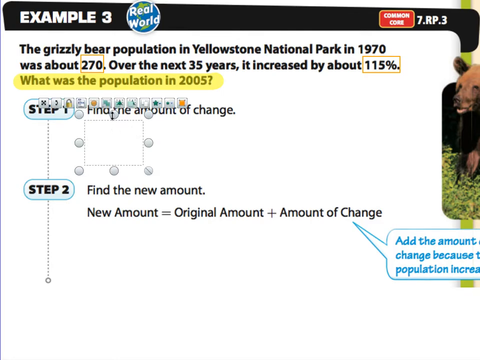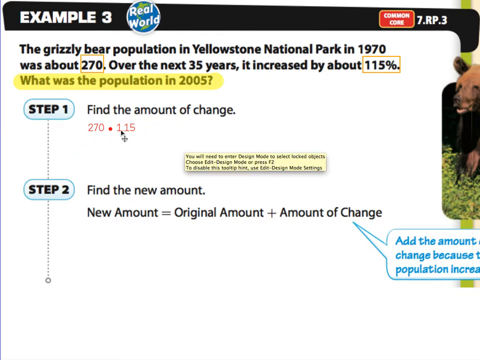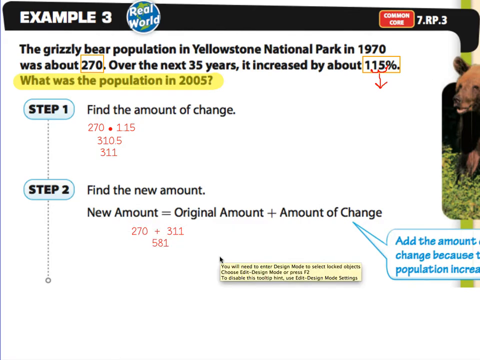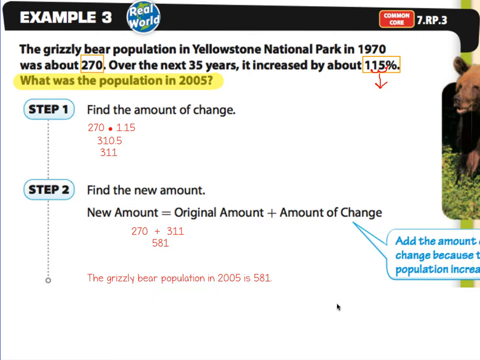To do that mathematically, we take 270 and multiply it by 115% as a decimal. Remember, that means we take the decimal behind the 5 and move it twice to the left. So this becomes 1.15. When we do that, we get 310 1/2, but you can't have half of a grizzly bear, so we round that to 311. Now to find the new amount, we take the old amount of 270 and add the 311 from the increase to find that there are 581 grizzly bears. So the grizzly bear population in 2005 is 581.